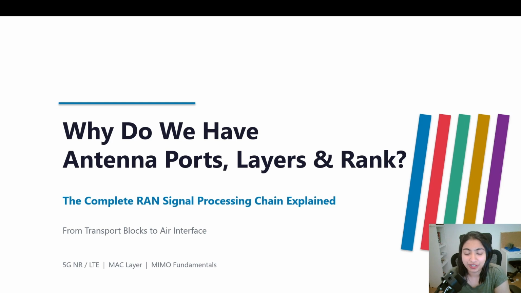Hi everyone. Today we are looking at an important topic in 5G NR, which is the difference between antenna ports, layers, ranks, and the entire RAN signal processing chain. Many times you might have stared at a 5G protocol trace and wondered why there are so many terms for seemingly similar concepts. At least that was my first thought as a RAN engineer when I began learning this stuff.